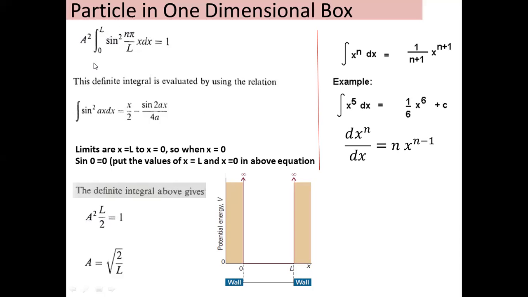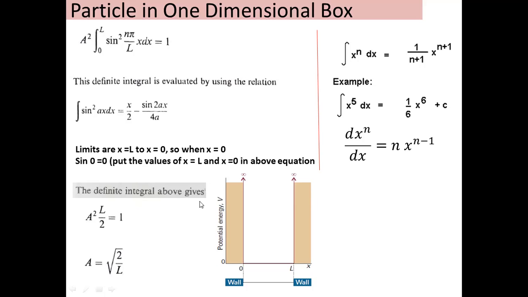So with the definite integral of this equation, by using this mathematical formula, this equation will become like this: a square L by 2 equals 1. And when you want to get the value of a, you have to multiply by 2 and divide by L, and then you take the square root. With the square root, the a square and square root are cancelled out, and this will be the value of a, that will be equal to square root of 2 over L.